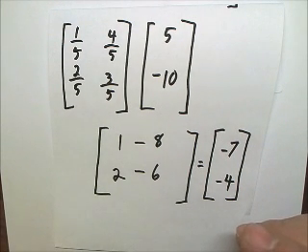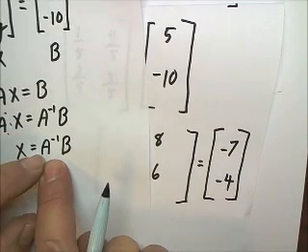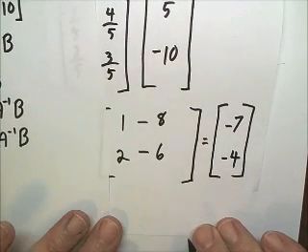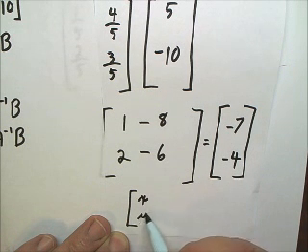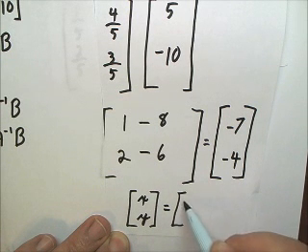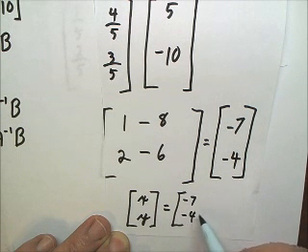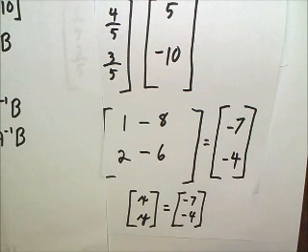And from our original equation, now we have figured out this. So from our original equation, we have the variable matrix xy equal negative 7, negative 4. That means x is negative 7, y is negative 4.